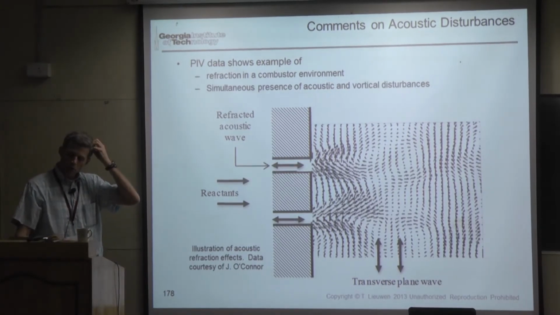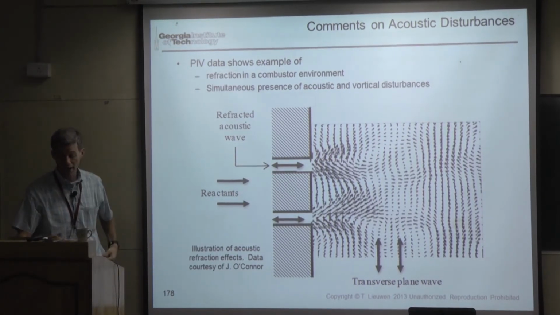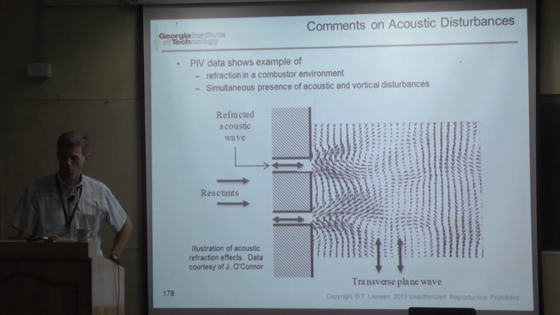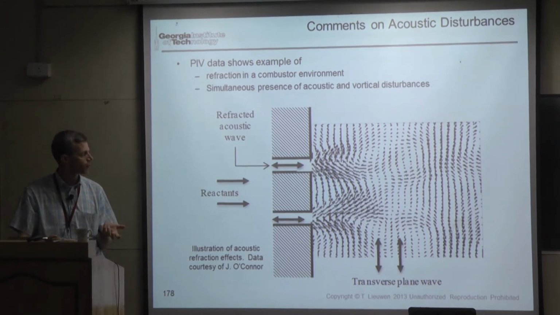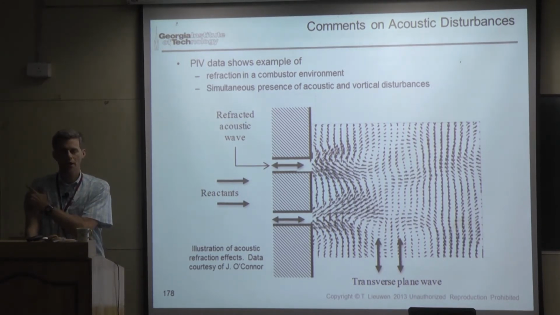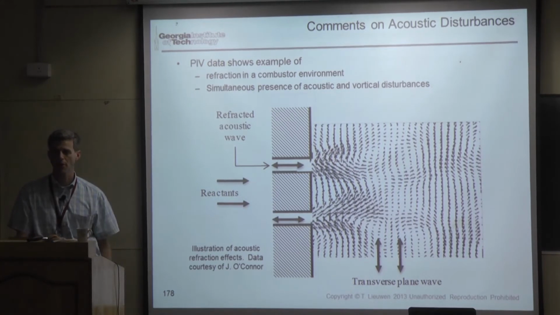So let me just show you an example now of data. This is data from Jackie O'Connor, who's a professor at Penn State, which just shows you how, by understanding these canonical modes, you can really get a much better understanding of, in this case, measured PIV velocity fields.